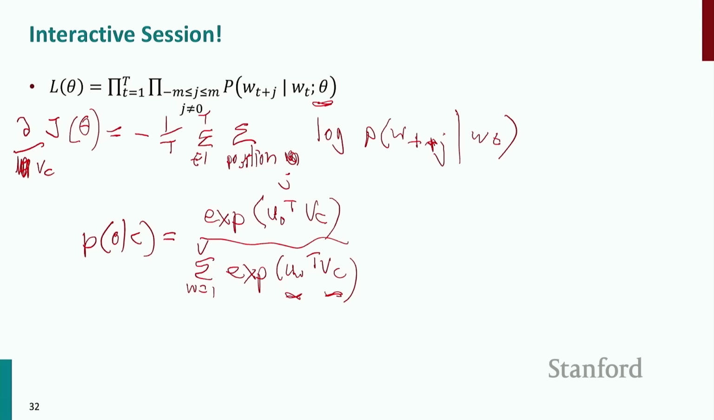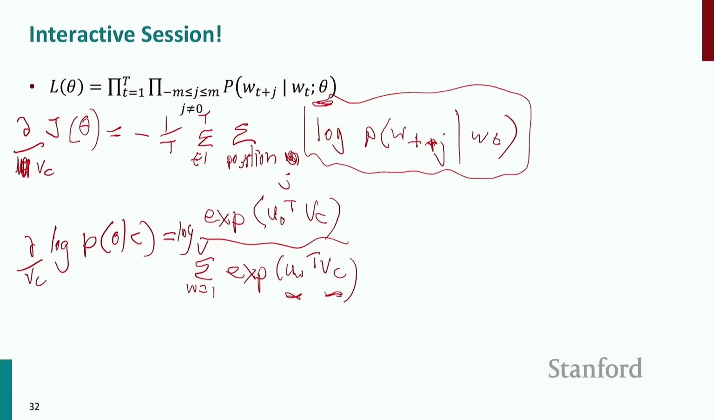Well, this partial derivative is a big sum, and it's a big sum of terms like this. And so when I have a partial derivative of a big sum of terms, I can work out the partial derivatives of each term independently and then sum them. So what I want to be doing is working out the partial derivative of the log of this probability, which equals the log of that, with respect to the center vector.